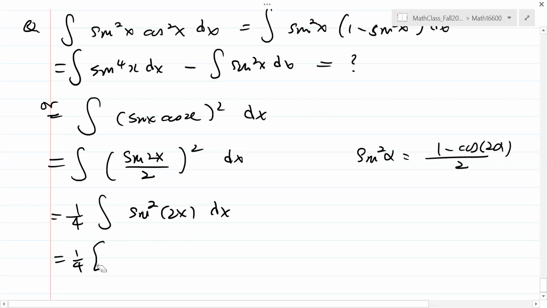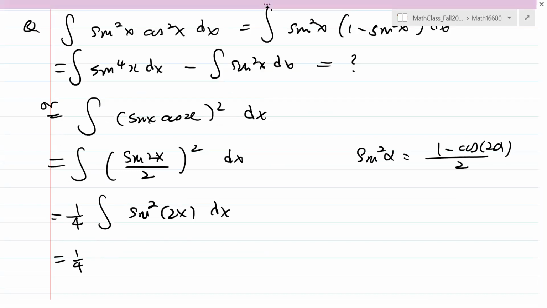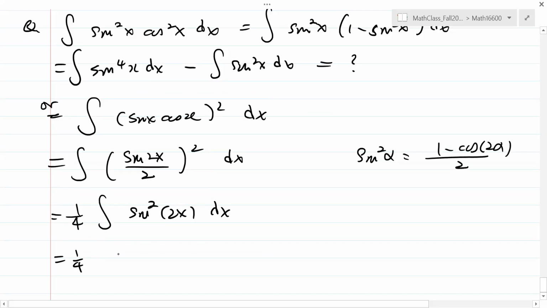Again, we are going to go over that formula. So the integral of half of 1 minus cosine of the double angle will be 4x.